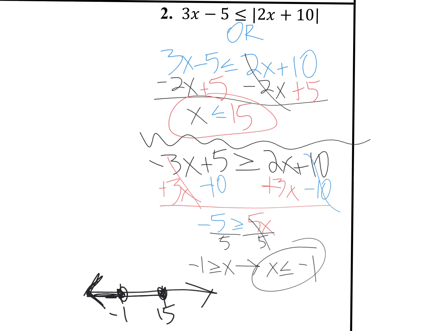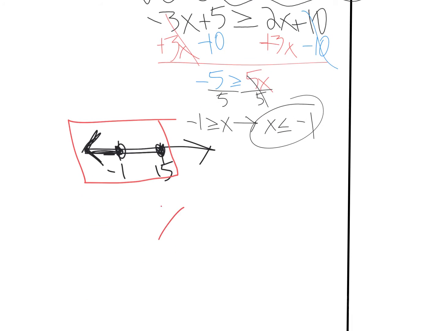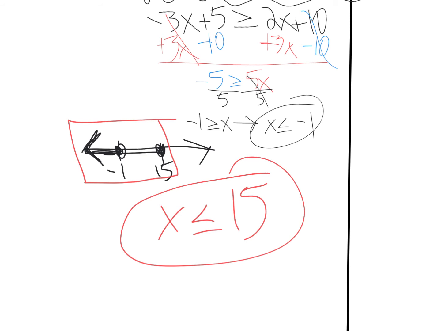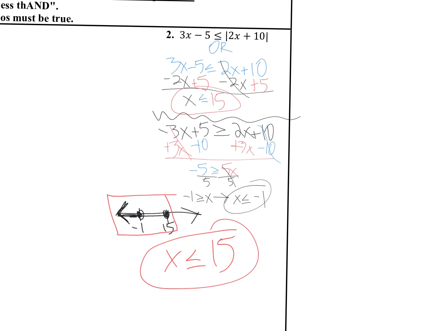And so since this is an OR problem, only one or the other must be true. So the overlap is actually not really important in an OR problem. If it were an AND problem, the overlap is super important. If it's an OR problem, then it only needs to be true with one or the other. So that means my answer starts from right there. So I'm going to get a true statement as soon as I get an x value that's less than or equal to 15. So that's the final answer there. Okay, so again, OR problems, overlap, not important. AND problems, overlap, very important.